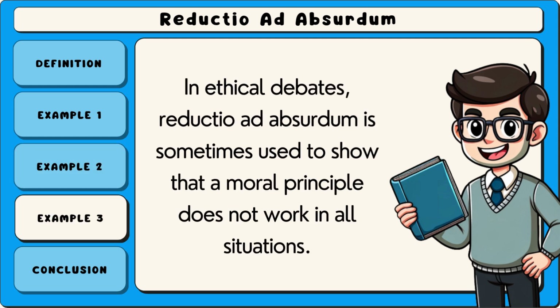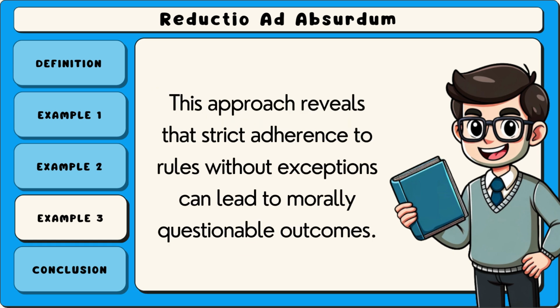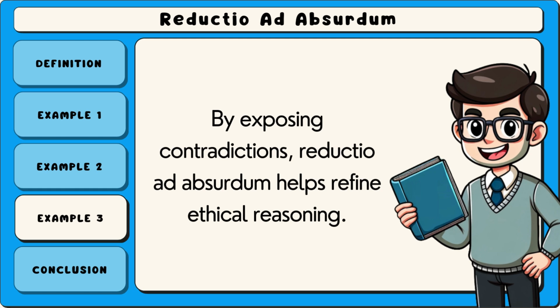Now let's examine another example related to ethics. In ethical debates, reductio ad absurdum is sometimes used to show that a moral principle does not work in all situations. For instance, if someone claims, "It is always wrong to break a rule," one could respond by asking, "Does that mean it was wrong for people to break unjust laws in history?" This approach reveals that strict adherence to rules without exceptions can lead to morally questionable outcomes. By exposing contradictions, reductio ad absurdum helps refine ethical reasoning.